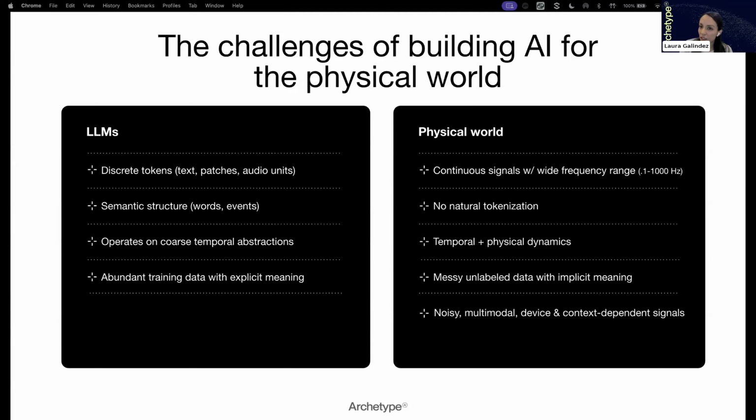And then finally, there's the data aspect. LLMs, as we all know, were trained on human language, which is basically the most structured, best curated data set in history. Whereas physical data, as I mentioned before, is also abundant, but it tends to be very messy, unlabeled and noisy, and dependent on the specific device it came from. So the data assumptions that were baked into LLMs do not transfer very well to the physical world. And so if we are trying to build AI for the physical world, that means that we pretty much have to start from different first principles.